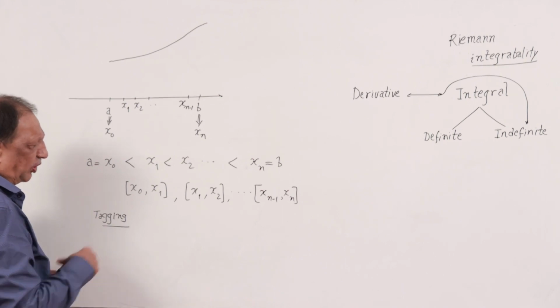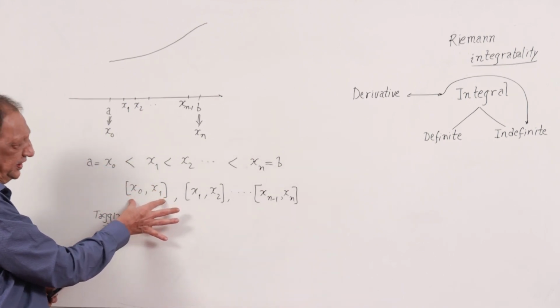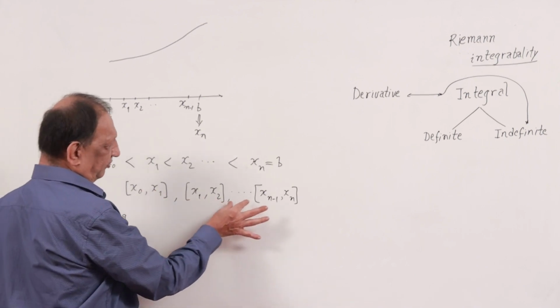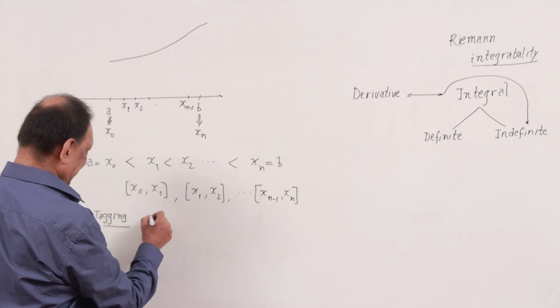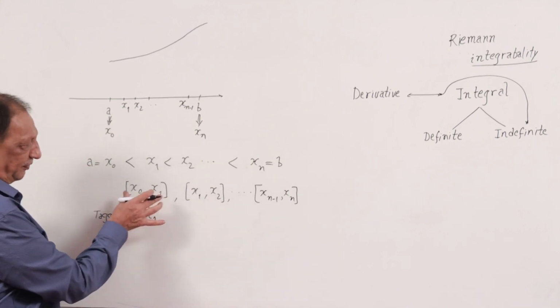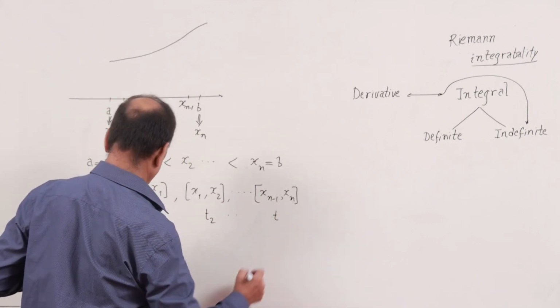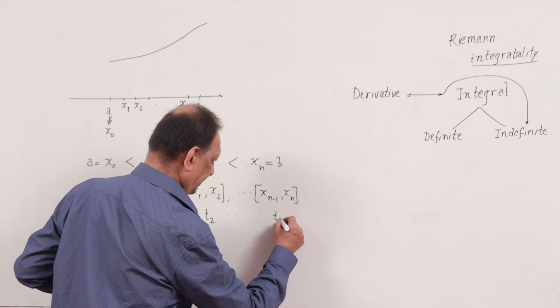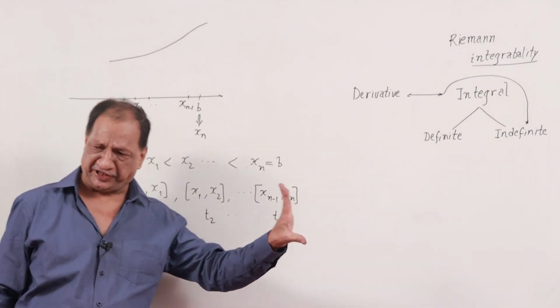Tagging is actually selecting one point in each of the intervals. I want to select one value in this closed interval, one value here, one value. In every interval we will select a value. For example, I will select the tag value as t1 in the first interval, t2 and so on up to tn. I got n intervals here. So I got these tag values, t1, t2, t3 up to tn.